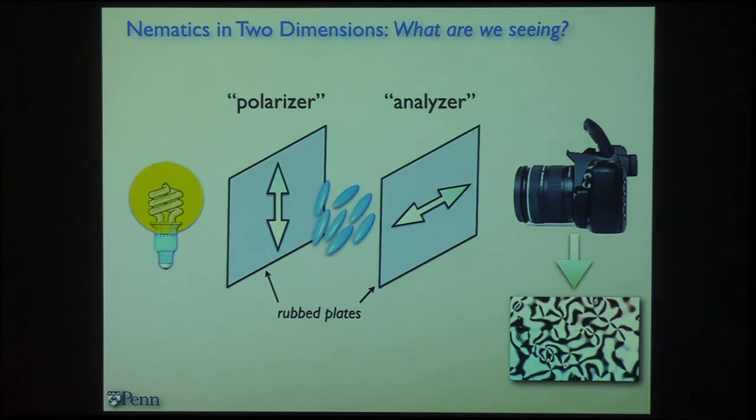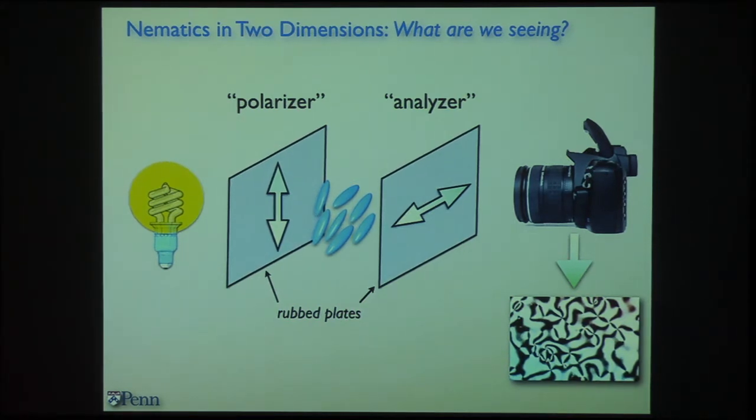Now what happens if light goes through and there were no liquid crystal there? What do you see? Nothing. You see nothing, right? No light gets through because they're cross-polarizers. But these molecules are not only long rods physically, they're long rods from the point of view of light. They are birefringent. And they have different dielectric constants along the long axis and perpendicular to the long axis.